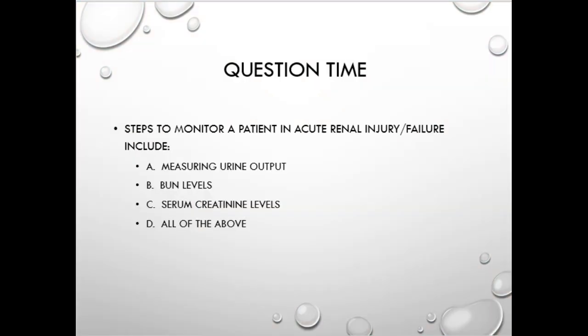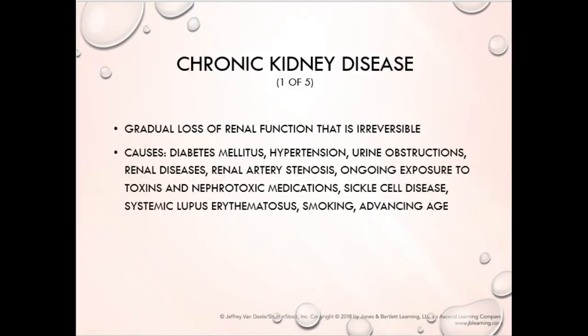So question time. Steps to monitor a patient in acute renal failure or injury is measuring urine output, BUN levels, serum creatinine levels, all the above. You got this. So if it continues, God forbid, acute renal failure, so if their problem's not gotten taken care of, or they have another problem that leads to chronic kidney disease, that is what we're going to talk about now.